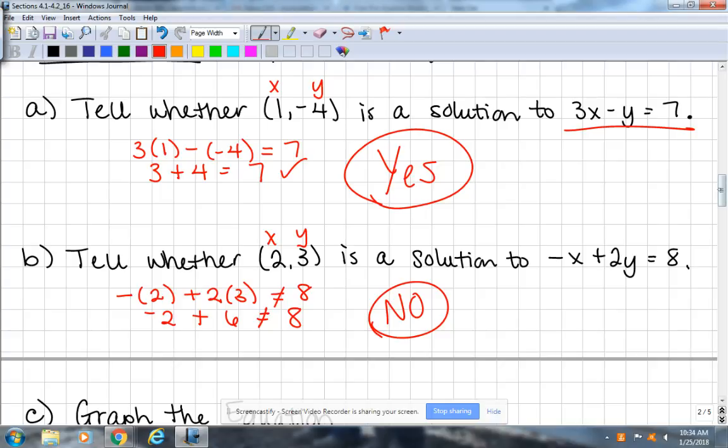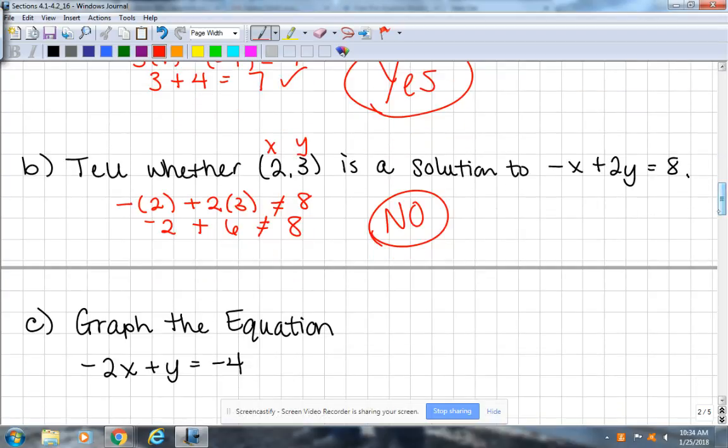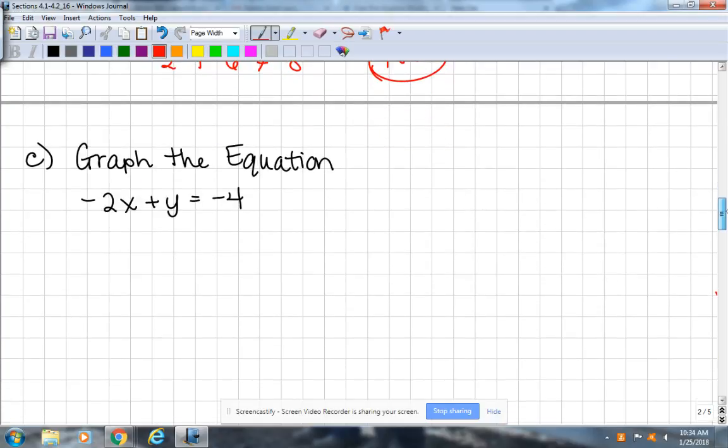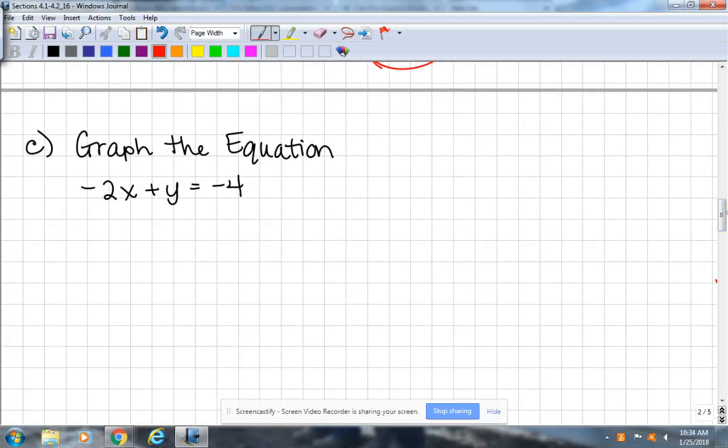Okay. And then we get to graph. Now this is very similar to what we just did, except for a few things are different. What's different about the ones that we did in section 4.1 from this one? We don't have the domain. They did not tell us the domain, did they? No.